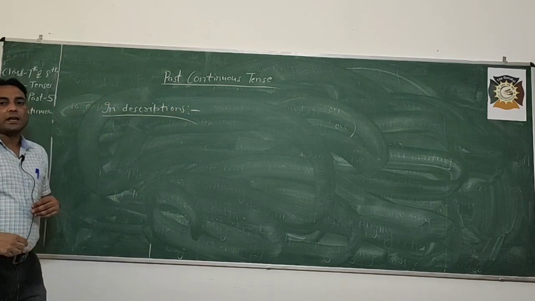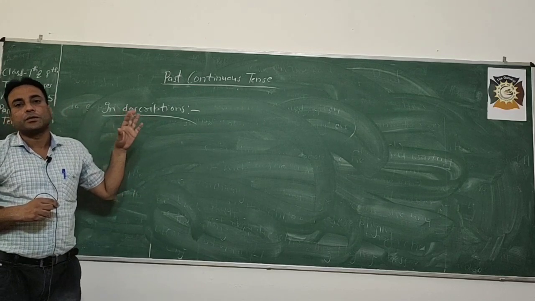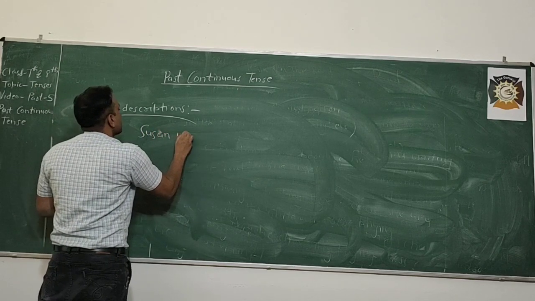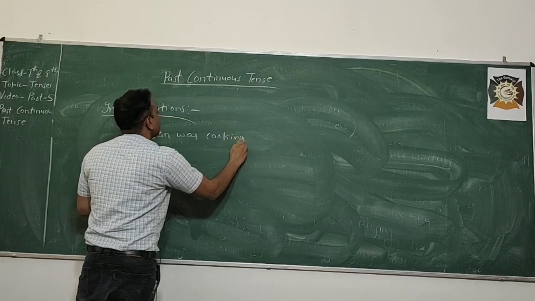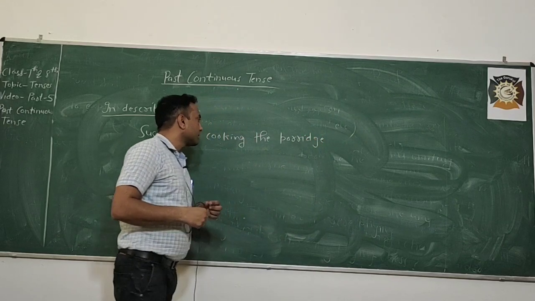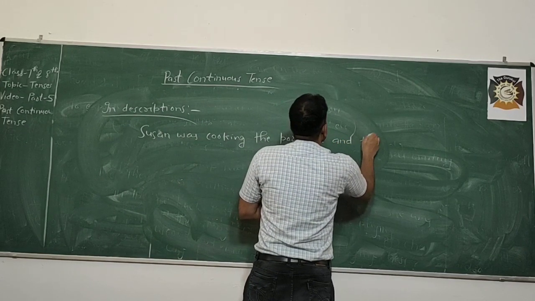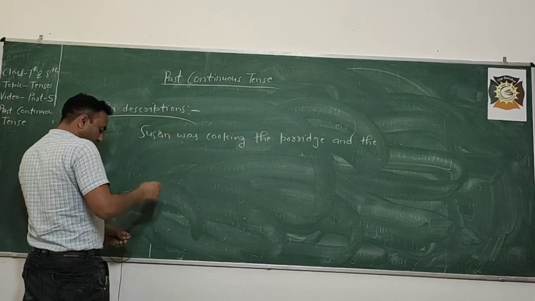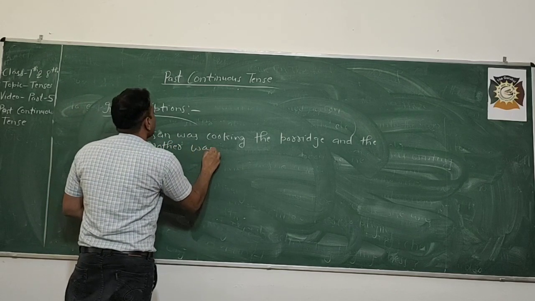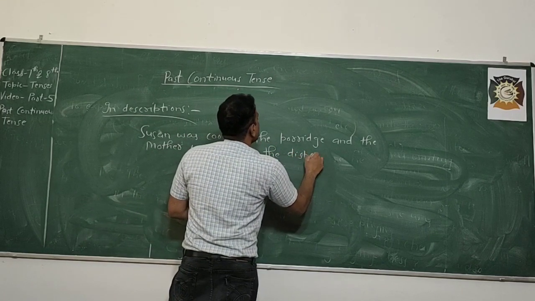You are going to use the same tense in descriptions, meaning while describing anything, so you always use this tense. If I write: Sushan was cooking the porridge and the mother was cleaning the dishes. Mother was cleaning the dishes.